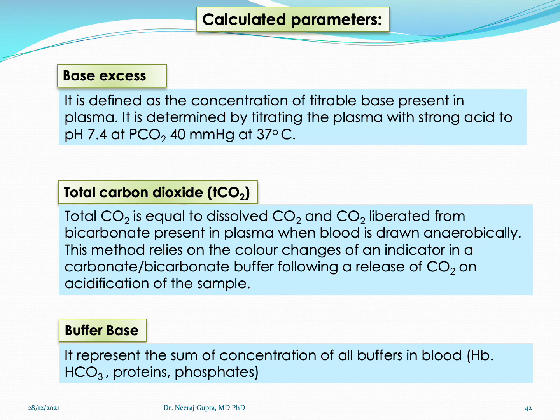Now total carbon dioxide. So total carbon dioxide is equal to the dissolved carbon dioxide and carbon dioxide liberated from bicarbonate present in plasma when blood is drawn anaerobically. Now this method relies on the color changes of an indicator in a bicarbonate buffer following the release of carbon dioxide on acidification of the sample. Buffer base. Now it represents the sum of concentration of all buffers in blood, that is the hemoglobin, bicarbonate, protein, and phosphates.